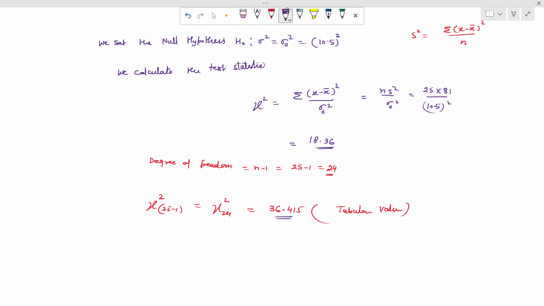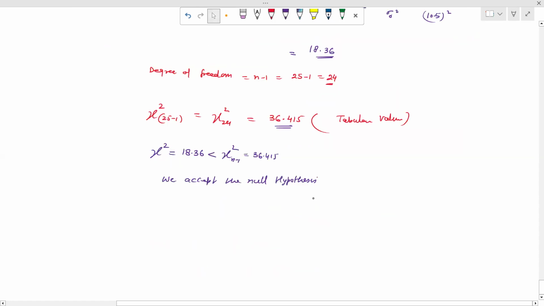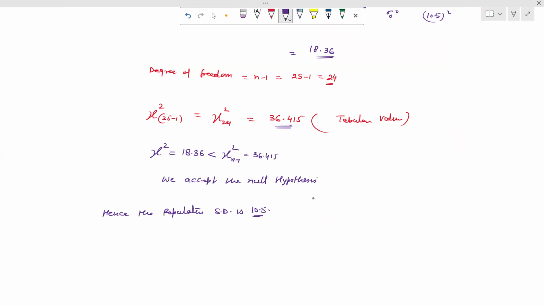अब ये वैल्यू चेक करते हैं कि जो कैलकुलेटेड वैल्यू आ रही है हमारी टेबुलर वैल्यू से कम आ रही है कि नहीं आ रही है. तो यहाँ पर जो हमने काई स्क्वायर निकाला है काई स्क्वायर कितना हमारा 18.36 है जो कि लेस देन है काई स्क्वायर एन माइनस वन से. काई स्क्वायर एन माइनस वन कितना है हमारा 36.415. तो वी एक्सेप्ट द नल हाइपोथेसिस. नल हाइपोथेसिस एक्सेप्ट करने का मतलब है कि जो स्टेटमेंट है कि वो जो पॉपुलेशन स्टैंडर्ड डेविएशन है वो 10.5 भी है उसका. तो हेंस द पॉपुलेशन standard deviation is 10.5.